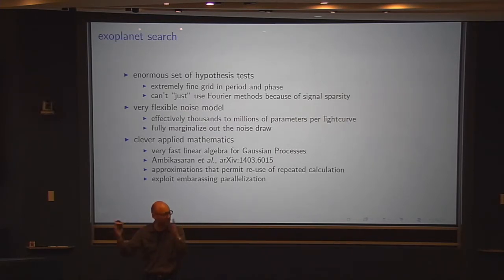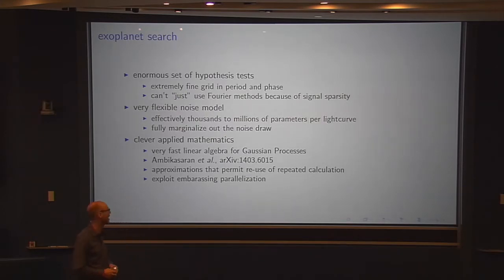There's this period, there's this phase, and there's a duration of the transit. So there's a few nonlinear parameters. And then there's a depth of the transit, which is a linear parameter. So that we have one linear parameter and a few nonlinear parameters. We just brute force it. We search the whole space of the nonlinear parameters on a fine grid.